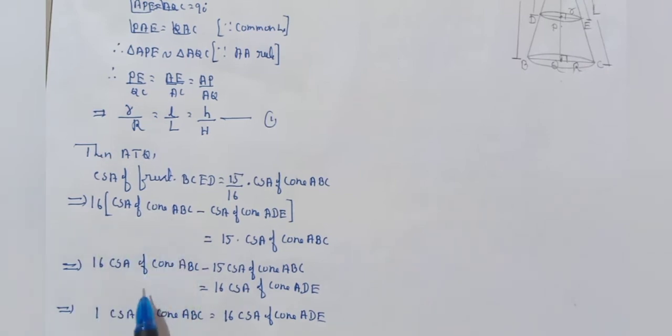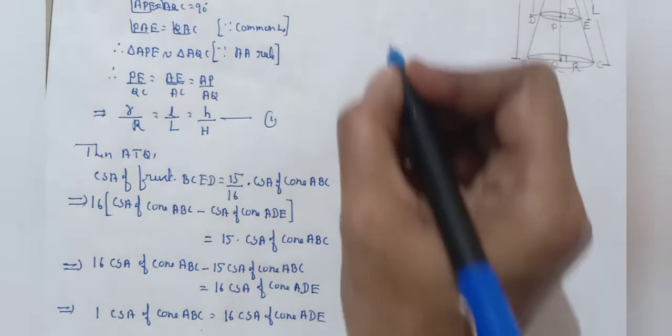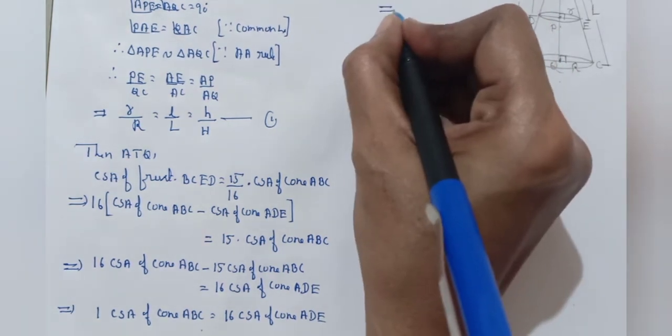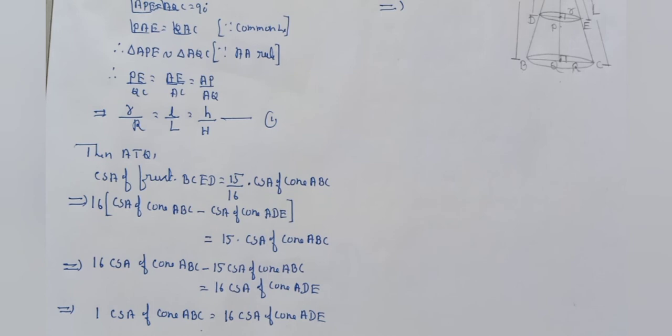16 CSA of cone ABC minus 15 CSA of cone ABC, if you take it to the other side, and the 16 CSA of cone ADE to the other side, 16 minus 15 is equal to 1 CSA of cone ABC is equal to 16 CSA of cone ADE. So the CSA of cone ADE by CSA of cone ABC is equal to 1 by 16.